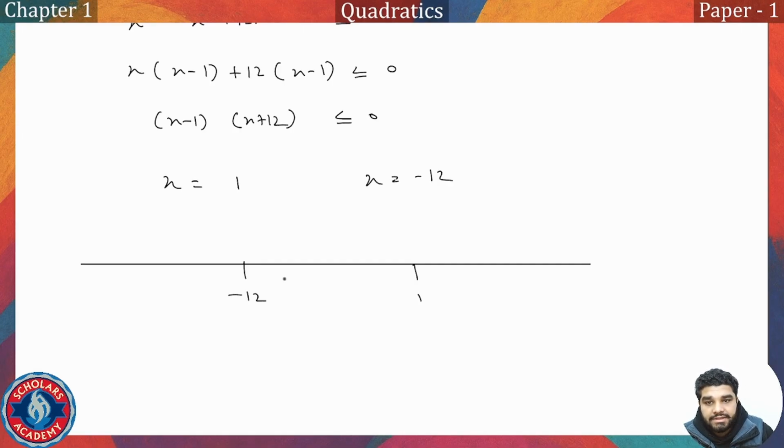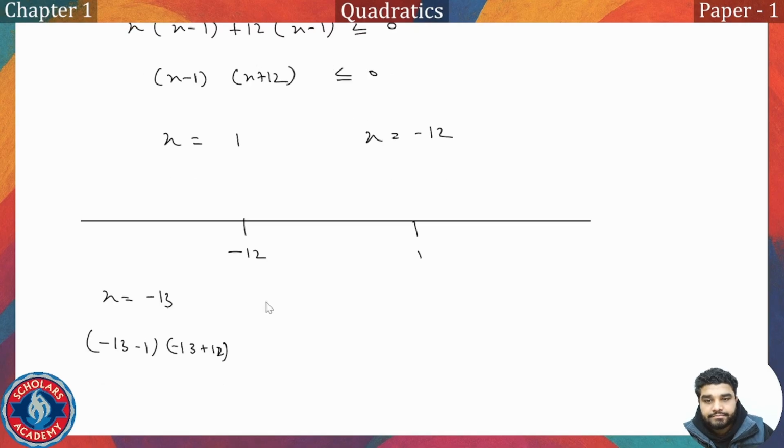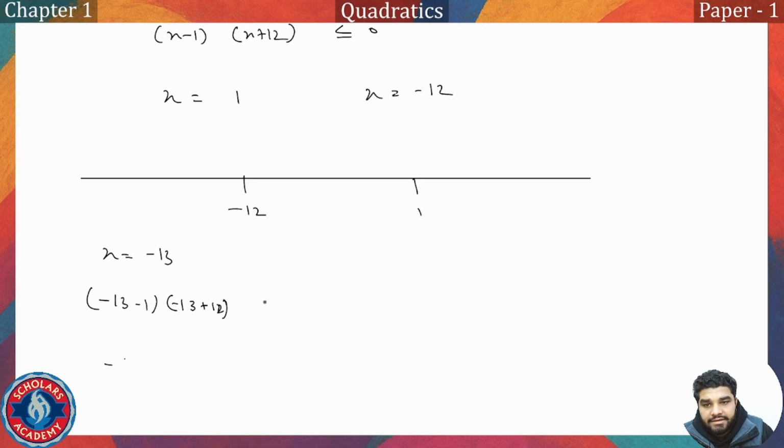If we take x equal to negative 13 and substitute it, we get (negative 13 minus 1)(negative 13 plus 12). So we get negative 14 times negative 1, so it's 14. It is greater than 0. So we don't require this interval. We check it over here. We take x is equal to 0. So (0 minus 1)(0 plus 12), so we get negative 12. Yes, this is less than 0.